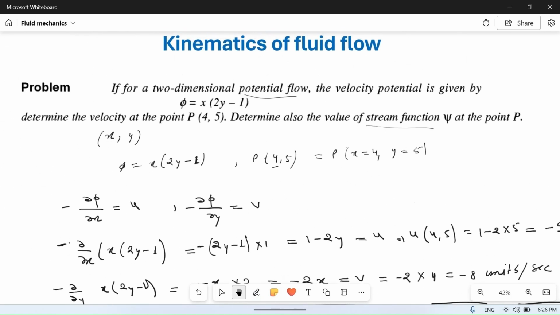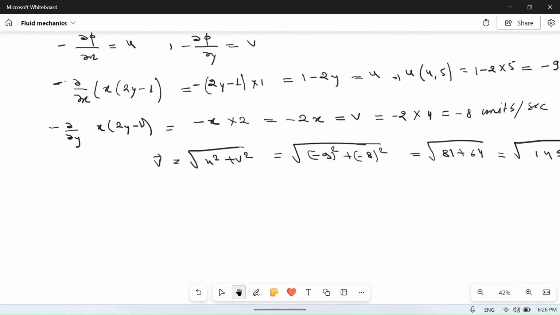Now what is the second part of the problem? Determine also the value of the stream function psi at the point P. What is the stream function? If you remember the definition of the stream function from the previous video, del psi upon del x is equal to v, and del psi upon del y is equal to minus u.